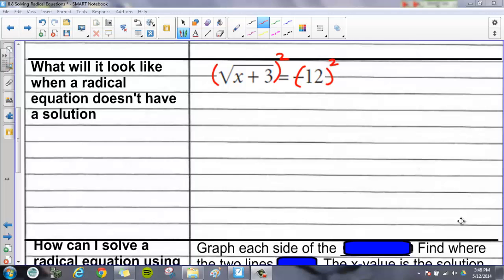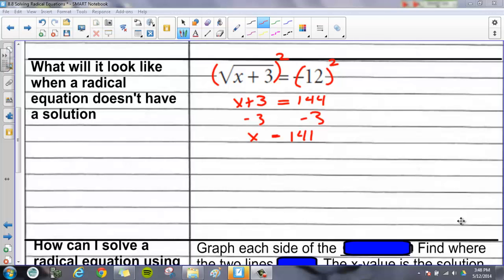I'm going to square both sides, so I get x plus 3 is equal to 144. And then I'm going to subtract 3 from both sides, and I get my solution: x is equal to 141, right? And then at this point, I'm like, oh, that's probably the solution, but I better check it because Mr. Benson said to check it.